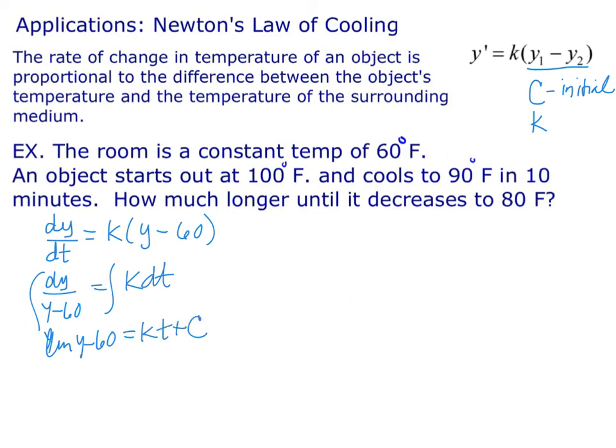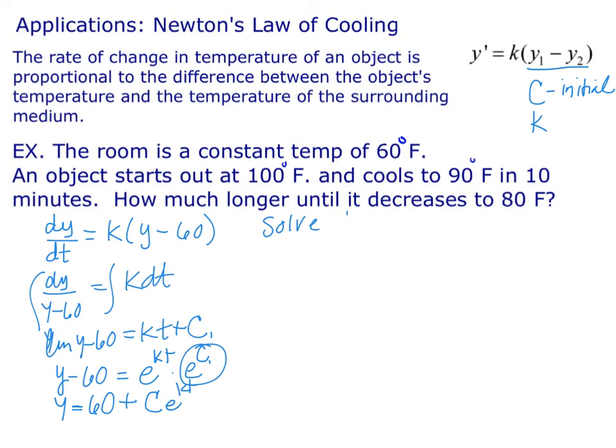I'm going to e both sides, and so y minus 60 is equal to e to the kt times e to the c, and I'm using c sub 1. Remember that this is just a constant, and so y equals 60 plus c e to the kt. All right? So once you've separated the variables, integrated, the next thing you have to do is solve for the constant. So solve for the constant, c, right, using the initial condition.